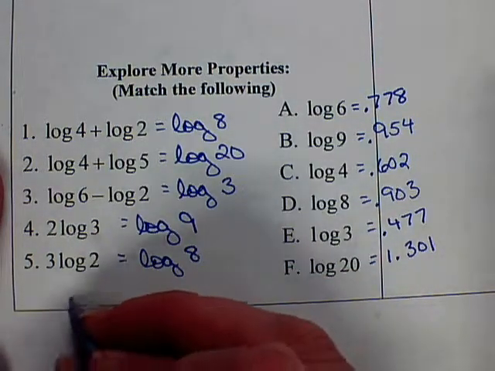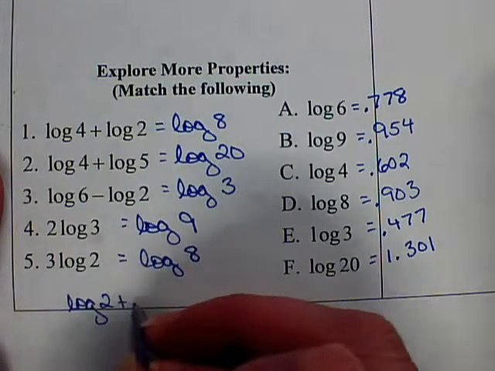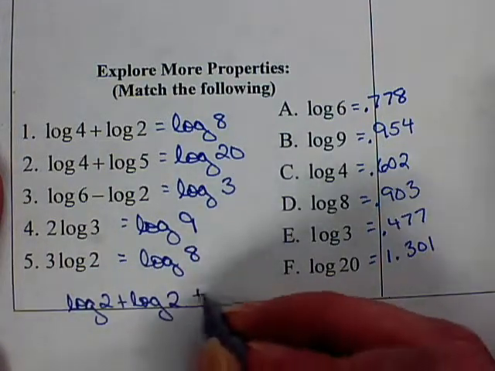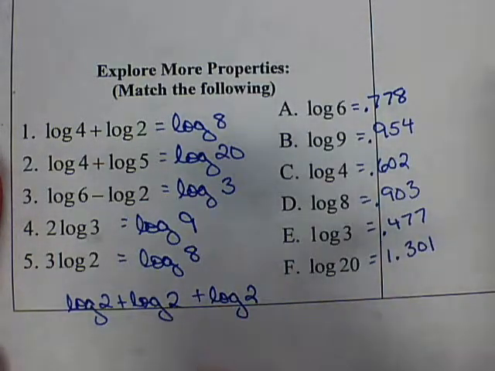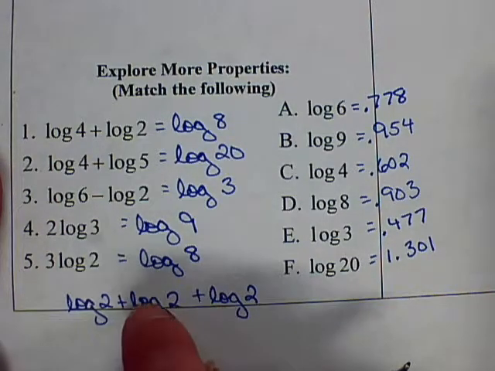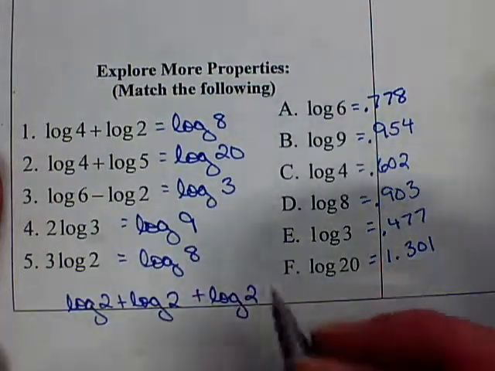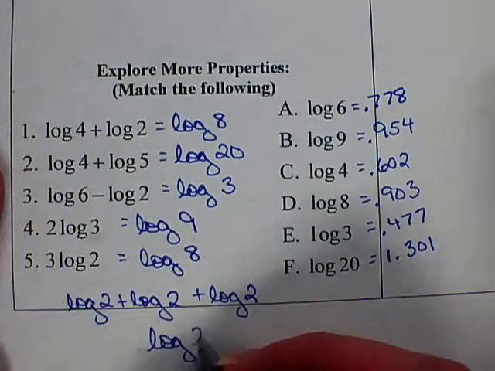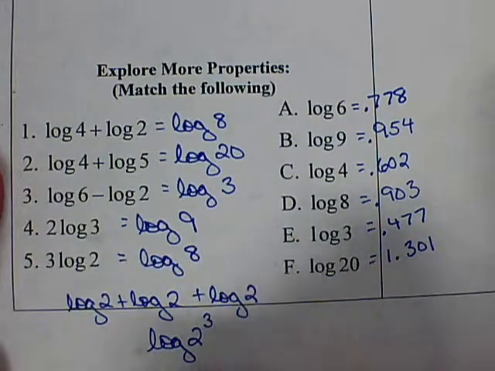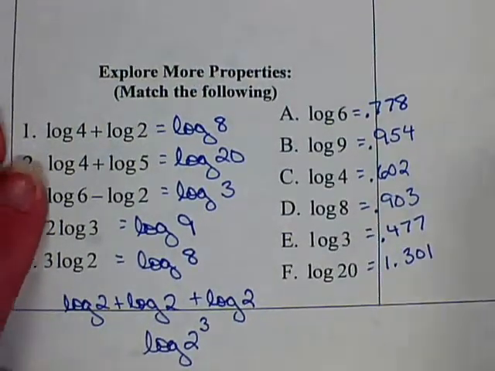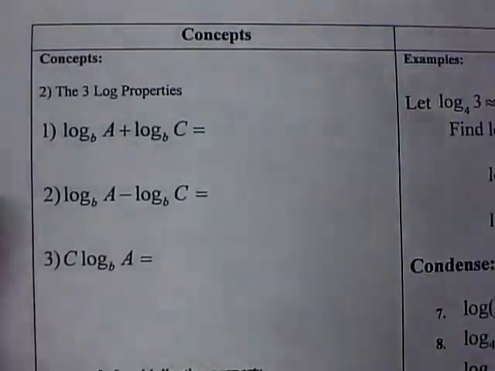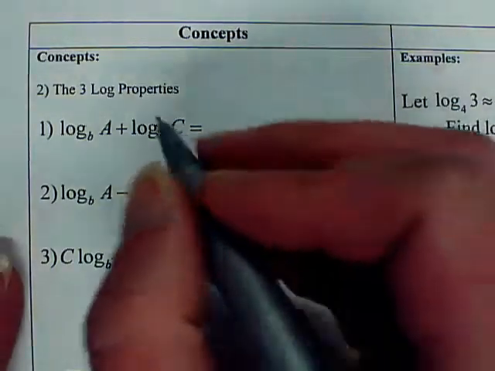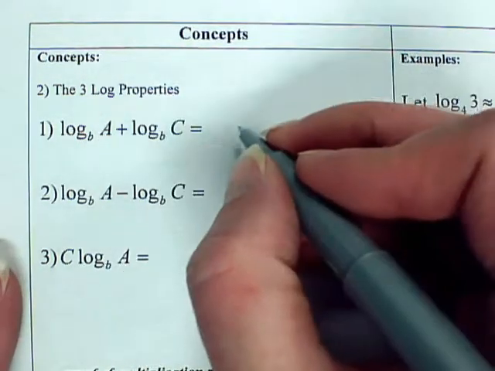And let's think of why this is true. 3 log 2, that really means log of 2 plus log of 2 plus log of 2. And if we're adding the logarithms, we combine them by multiplying. So that's 2 times 2 times 2, which is really 2 to the third. So there's these little properties, these little rules that help us simplify or expand logarithms. So we want to go through these and practice this because this is really important skills.